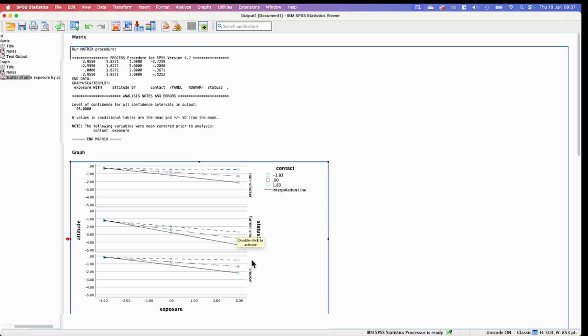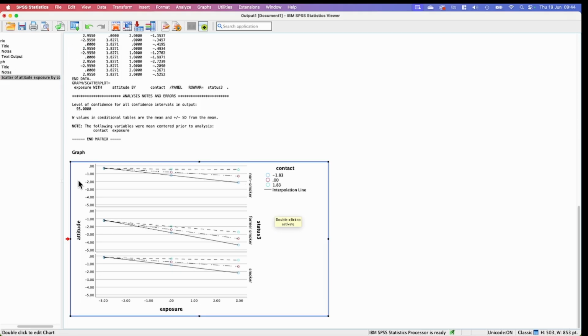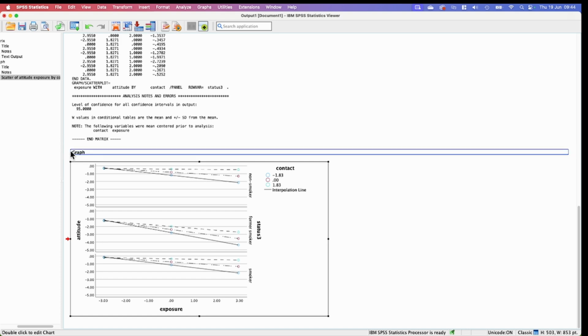So this indicates the regression slopes for the 3 levels of the smoking status, non-smokers, former smokers, and smokers, and for the 3 focal points that we're looking at for contact. So that's 1 standard deviation below the mean, at the mean, and 1 standard deviation above the mean, and each line represents one of these. So this is how we interpret the results of a moderation analysis with 2 moderators, 1 categorical and 1 continuous.